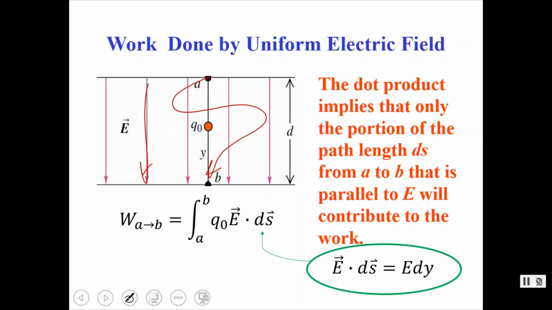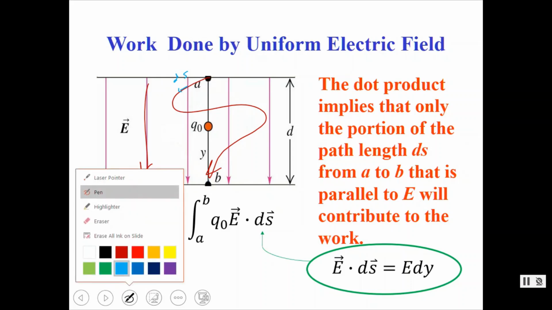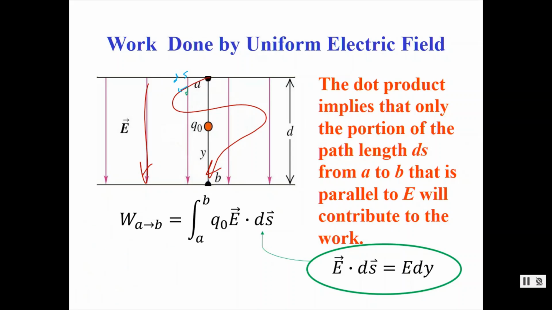Just to get a visual, if I take some little tiny section of path length here, and that little path length is ds, then I define dy to be just the portion of ds that is parallel to E. Then with this integral, we're going to add up all of those little possible dy's from each of the little possible sections, for the entire path from A to B. So if you sub that in, then we get an integral from A to B of Q0 E dy, which is much easier to handle than having a dot product. Anything we can do to get a dot product out of our integral is good.